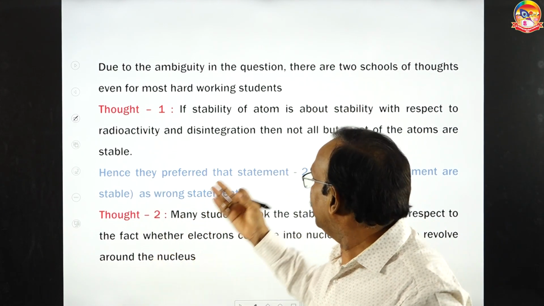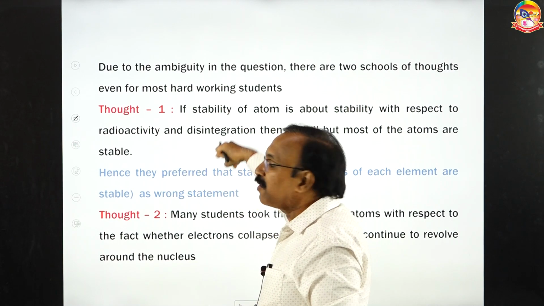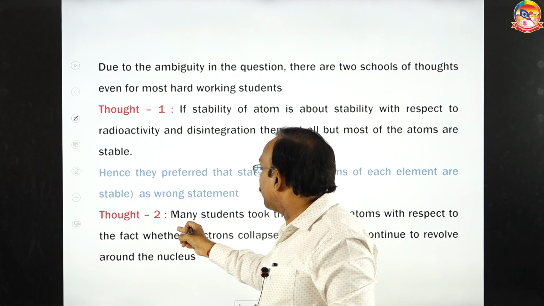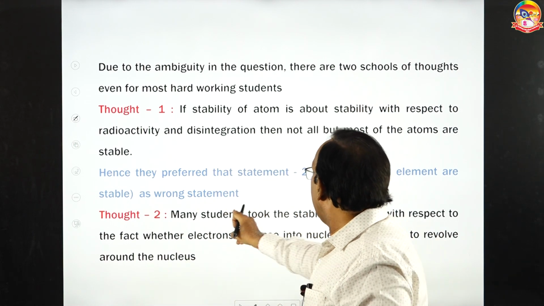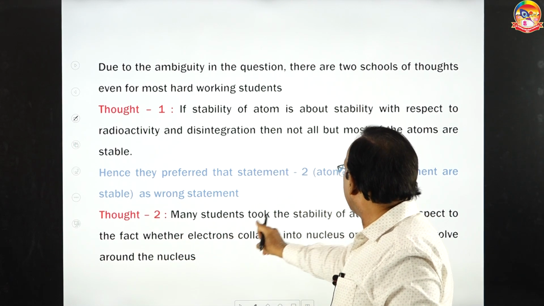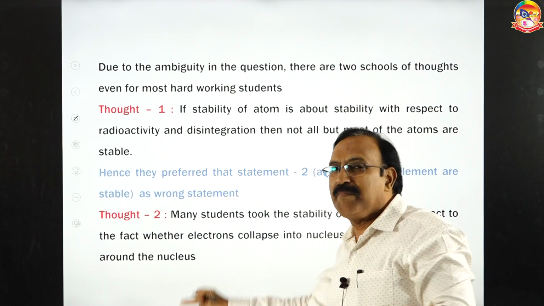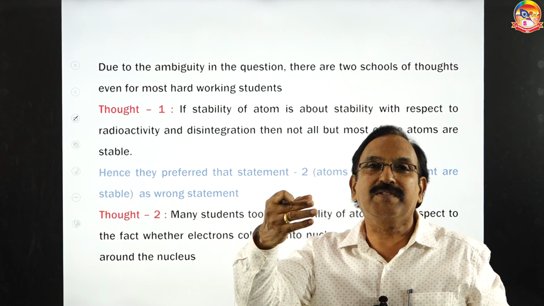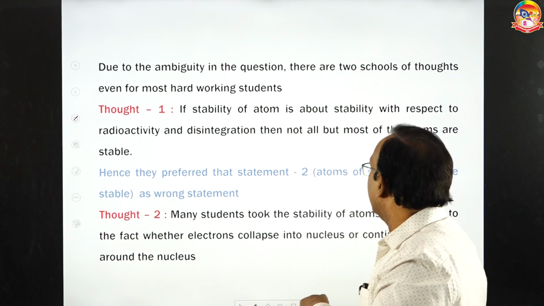Okay, so where is the error in it? Where is the error in this particular thought? No. Is the second thought wrong? Once again, definitely no. Then many students took the stability of the atoms with respect to whether electrons collapse into the nucleus or continue to revolve around the nucleus. Yes, in many pages, the NCERT textbook, and all the books in the world, are writing that point. So they went for that one.